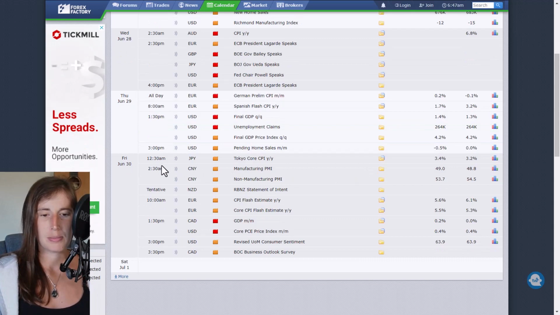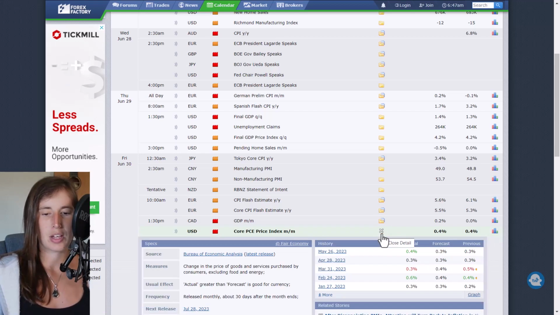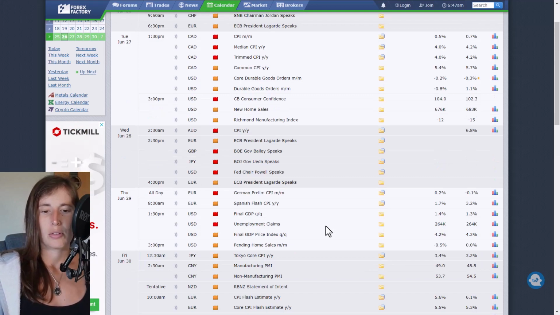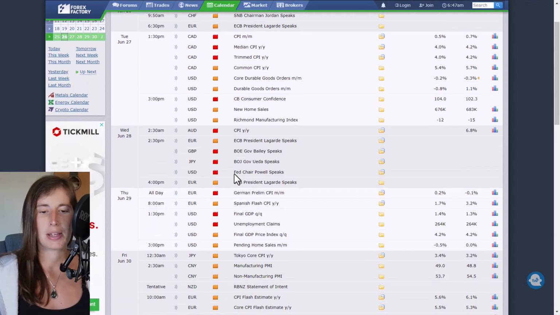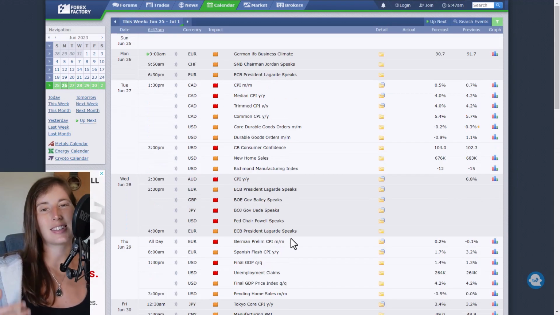And then finally, moving on into Friday for pound dollar, we've just got some news on the dollar in the afternoon, core PCE price index monthly, which is a change in the price of goods and services purchased by consumers, excluding food and energy. So looking purely at the economics for pound dollar, it looks like we might have a bit of a quiet start to the week, and it may pick up possibly come Wednesday afternoon after these talks. Going into Thursday and Friday, we might start to see a little bit more movement in that pair.